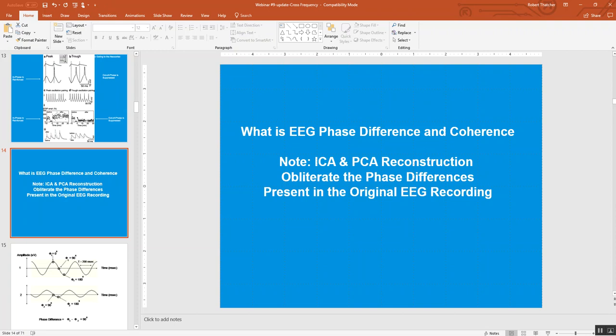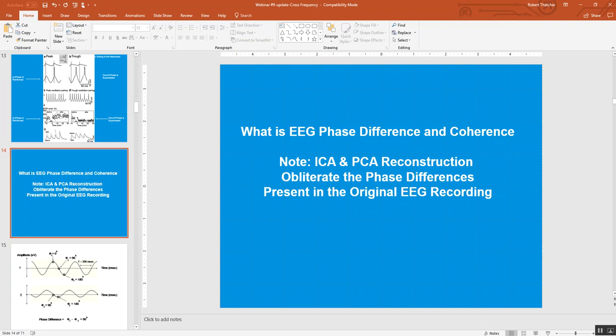Now, what is phase difference and coherence? And I'm going to show you this. Many of you already know it, but it doesn't hurt to review it. Notice that if you use ICA or PCA reconstruction, you will have destroyed all of the phase differences, the time differences between groups of neurons in the brain, and you'll be left with information related to amplitude, but the network dynamics will have been completely distorted. That's why it's important not to use ICA reconstruction.